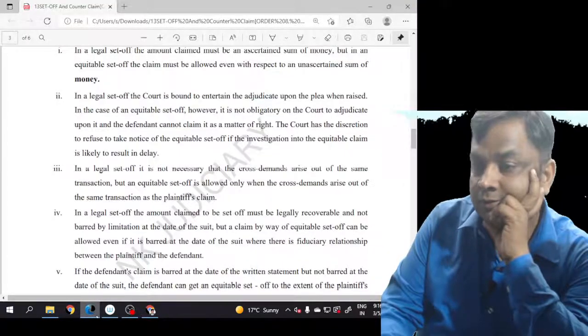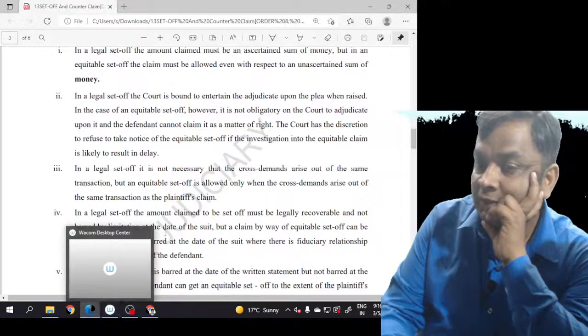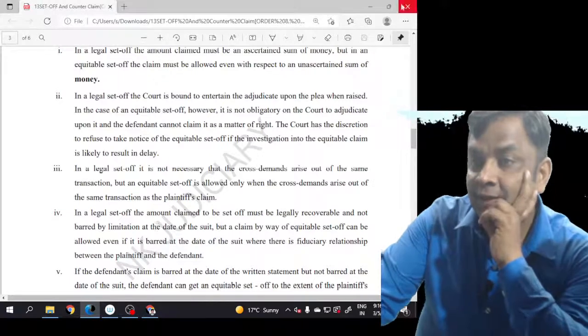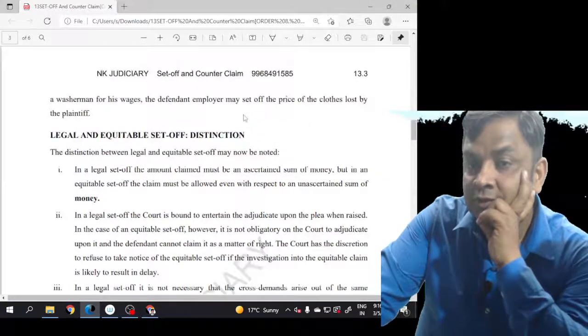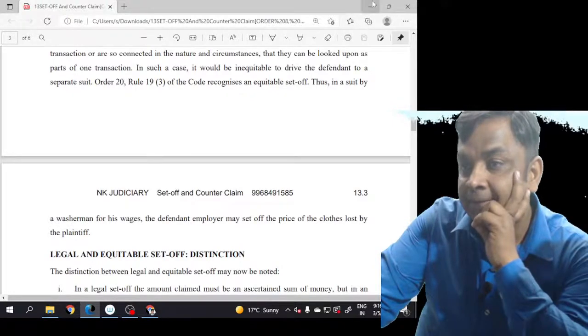I hope you people are sitting around, and we have started a topic called set off, counterclaim, and equitable set off. These three things are there, and all three are very relevant.